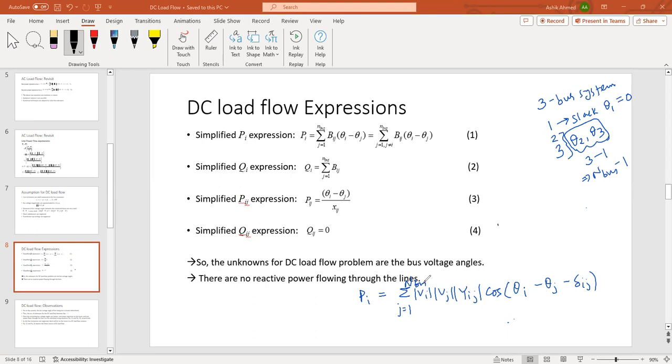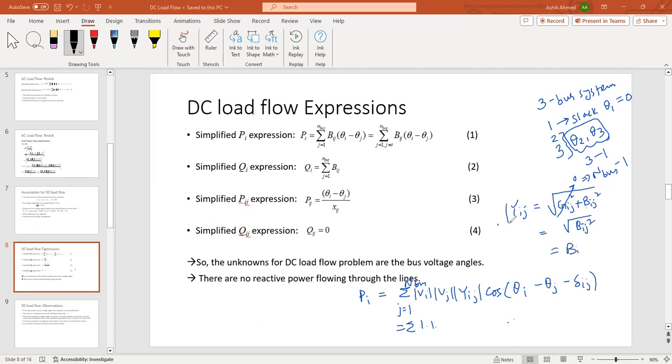Now, if I apply the simplifying assumptions associated with the DC load flow, I can write it as a summation. Vi is 1, Vj is 1, magnitude of Yij. Yij, in general, the magnitude is the square root of Gij squared plus Bij squared. But as we have ignored the resistive part, this will become 0. This will not appear here. So we get Bij squared.